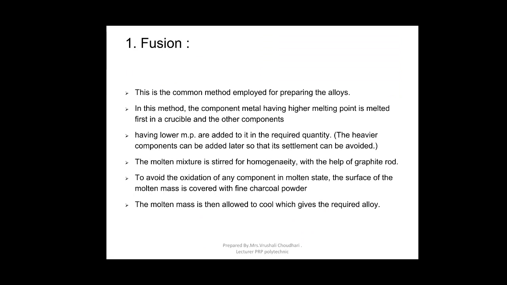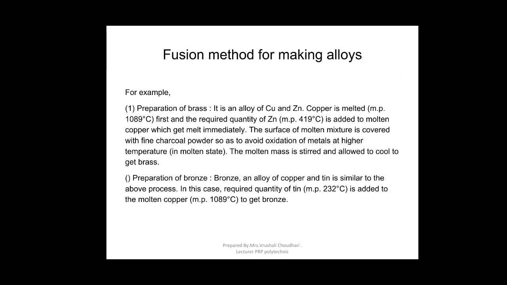To avoid oxidation of the molten metal, the surface of the molten mass is covered with charcoal powder. So the metal will not contact the atmosphere and will not form a metal oxide. Then the molten metal is allowed to cool to get the required alloy. For example, brass and bronze are alloys prepared by the fusion method.